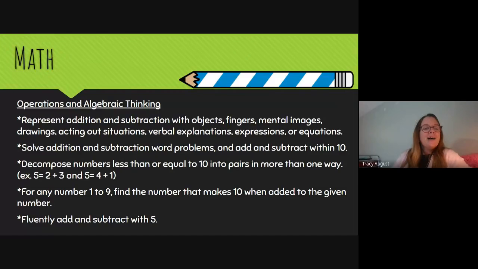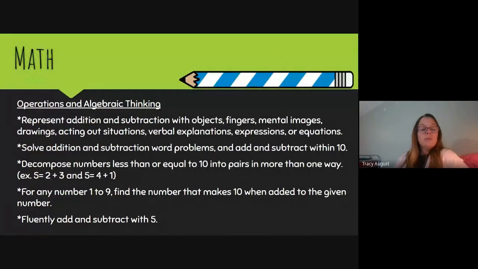Thank you. We also work on solving addition and subtraction word problems. So we read the word problem to them. We think about what operation we need to use to solve that. We add and subtract within 10, and fluently add and subtract within 5.